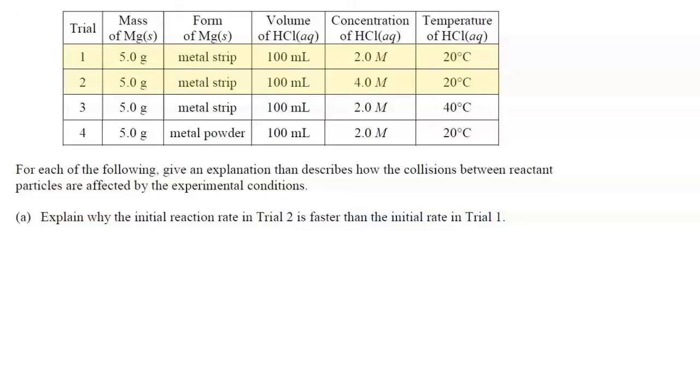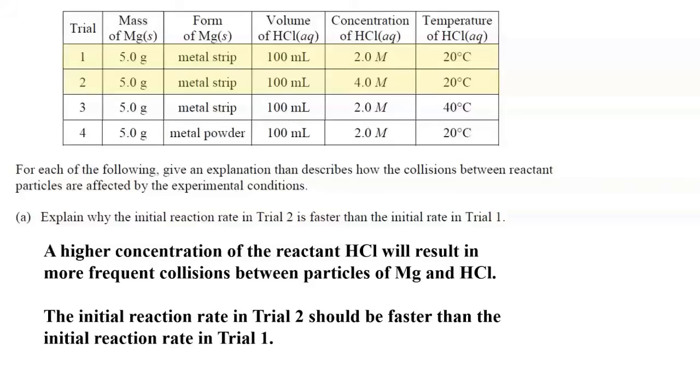Let's talk about the collisions between the particles when a higher concentration of reactant is used. A higher concentration of the reactant HCl will result in more frequent collisions between particles of Mg and HCl. The initial reaction rate in trial 2 should be faster than the initial reaction rate in trial 1. So it's greater number of collisions between reactant particles because of the higher concentration of acid.